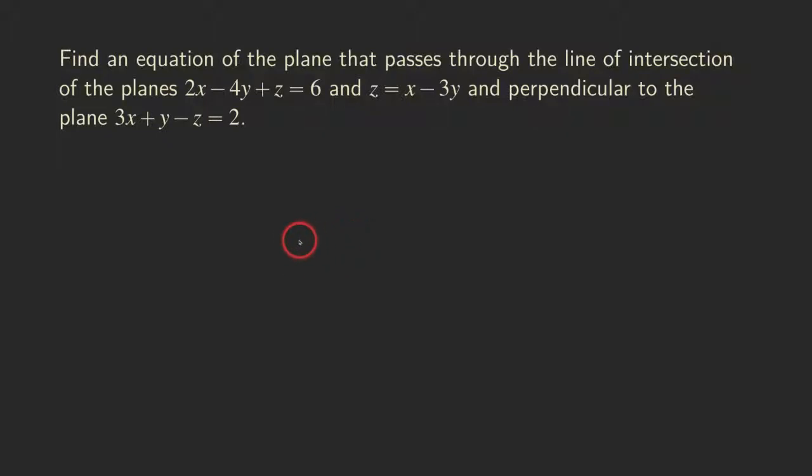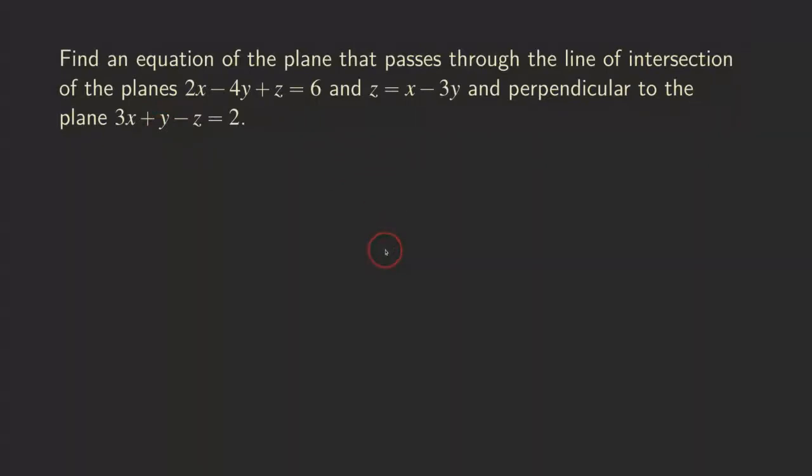Today I want to talk about a more complicated problem about finding an equation of the plane. As you can see here, we are given three planes. Two of those planes are going to intersect, and then we want the plane that will pass through that line of intersection of those two planes and also be perpendicular to the third plane that we are given here.